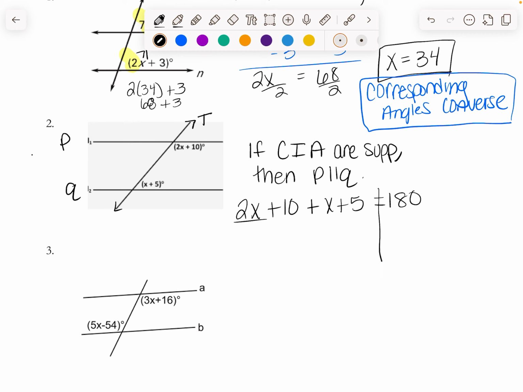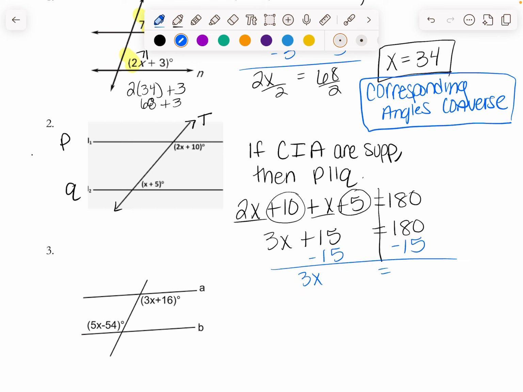So in this case, you've got some like terms. 2x and x is 3x, 10 and 5 is 15. Then we're going to subtract, so 3x is equal to, let's see, 165. We're going to divide by 3. Okay, so 3 times 50 would be 150, and I need 15 more. 3 times 5 is 15, so 55. So x equals 55 should give me two angles that make 180.